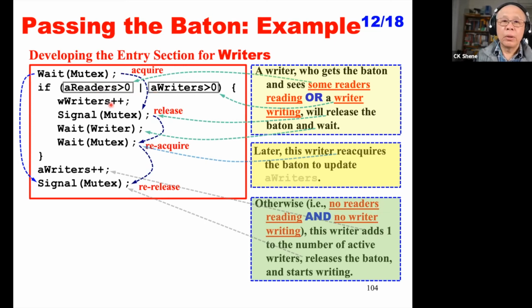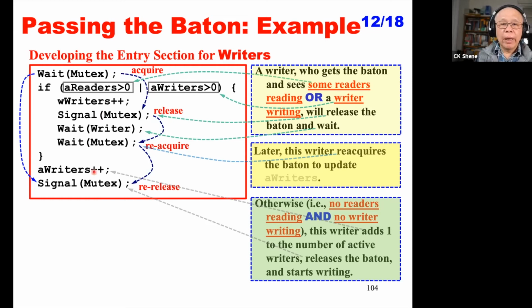So the next few statements are the same as the reader's entry section. Add one to the waiting writers, release the mutex, and then block itself on the writer semaphore. Then when it is released by a reader, it has to reacquire the mutex and then get to here. And if this condition fails, that is, this one is false and this one is false. This one is false means no active reader. This one is false means there's no active writer. So this writer, of course, can write.